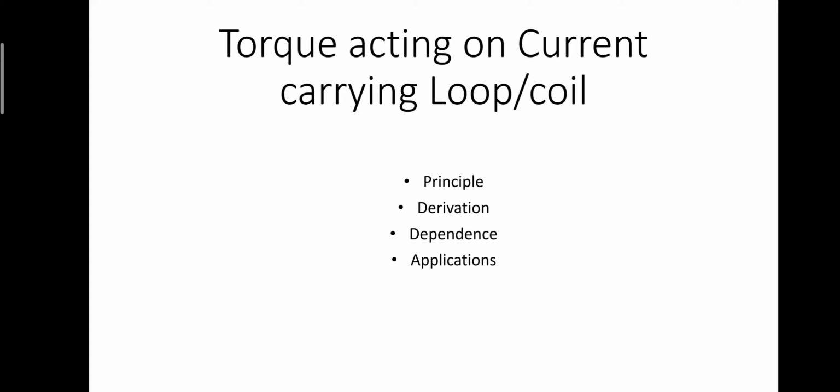Firstly we will discuss the principle behind this torque. The principle says that if a current carrying rectangular coil, or a coil of any shape, is placed in a uniform magnetic field, it experiences force and torque ultimately, right? And ultimately that coil is going to rotate. This is the basic phenomenon because of which many of our appliances work. What those appliances and practical applications are, I will discuss at the end of the lecture.